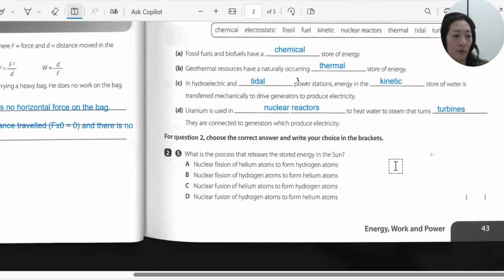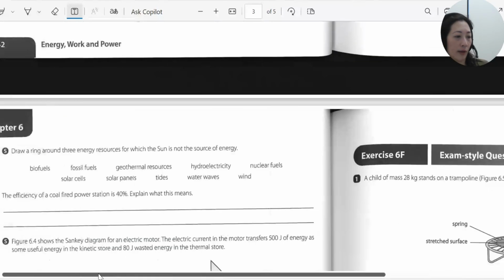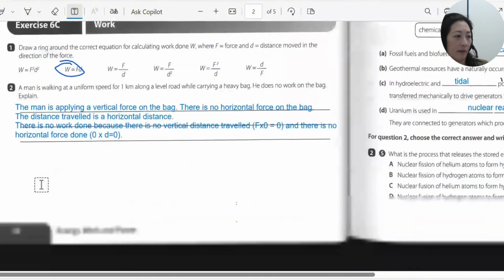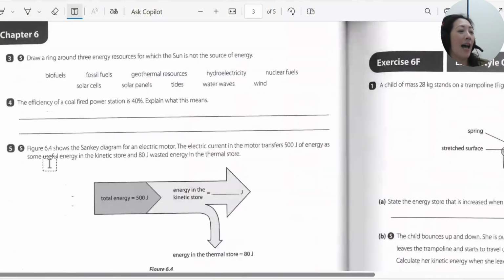So for question 2, choose the correct answer and write your answers in the brackets. What is a process that releases the stored energy in the sun? If you've read this in your textbook, then you know it obviously has to be nuclear fusion. Nuclear fusion is a process of hydrogen isotopes combining to form helium atoms. That's why the answer in this case is D. Let's go on to question 3. Am I on the correct page? Yes, I am. Okay, question 3.